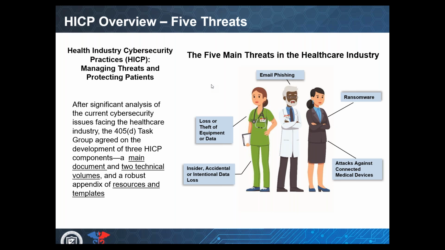And you'll see on the left-hand side, the HICCUP. This really helps to understand what HICCUP is. It's a main document, and the main document is about 40 to 50 pages, with a lot of really good definitional information about what these threats are and what they look like in the real world. But really where the rubber meets the road and where the meat is, is in the 2 technical volumes that go along with it, and those are split up by small organizations and large organizations.